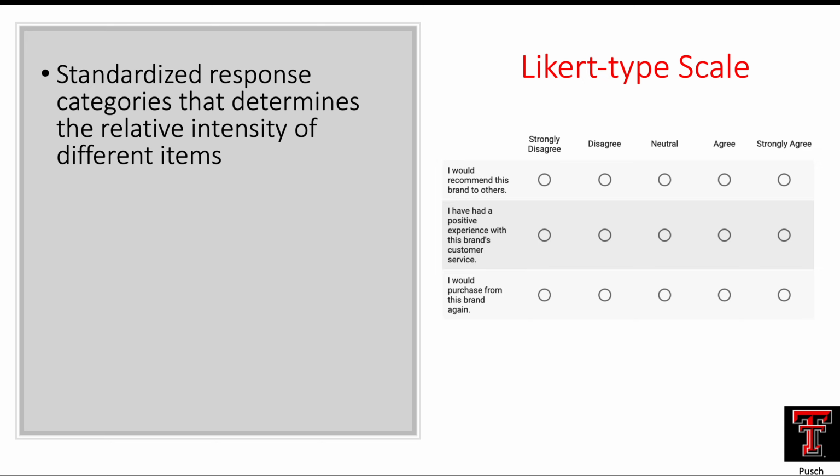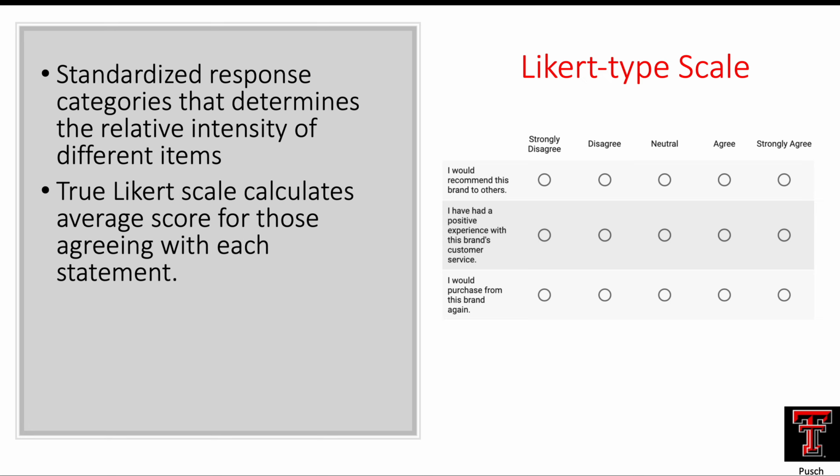So here is a scale that is used a ton in social research, and in non-social research too, market research, kind of everything. Anything that involves humans, we use these Likert type scales. You've probably filled them out many, many times. The original Likert scale is a little bit different than that. The Likert type scale is based on it, and that's the one we use today. These are standardized response categories that determine the relative intensity of different items.